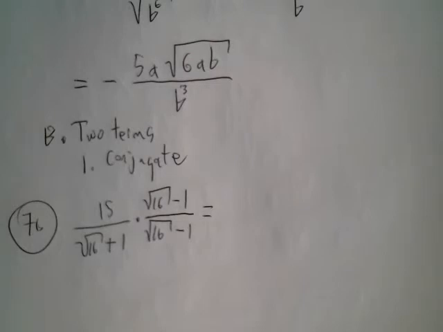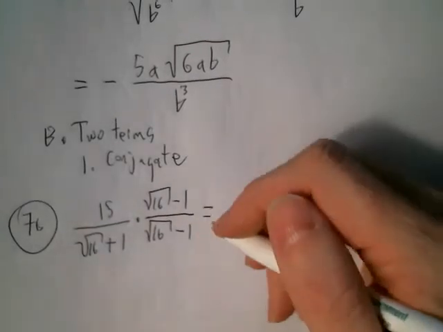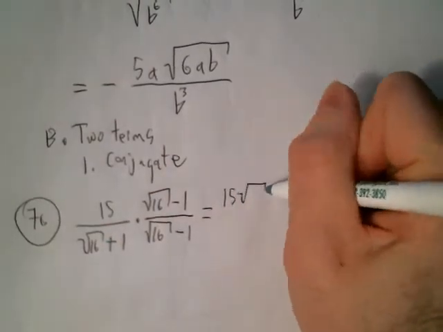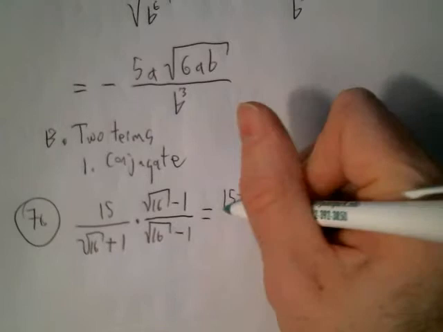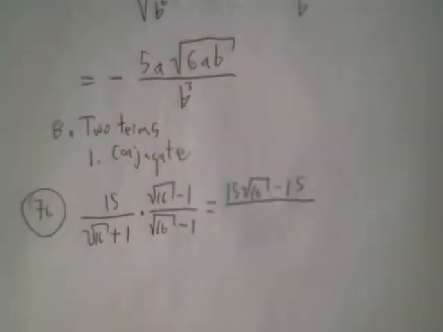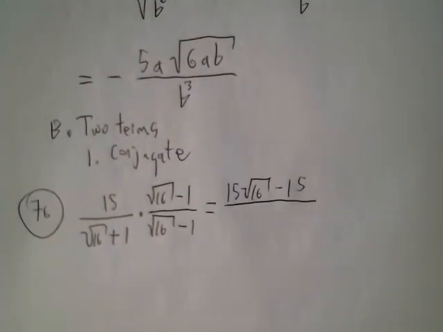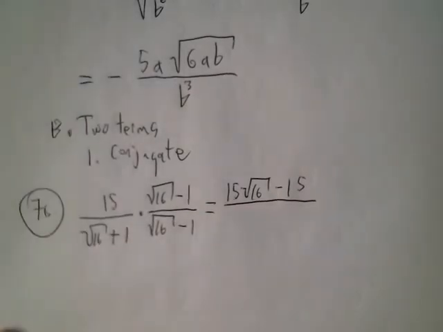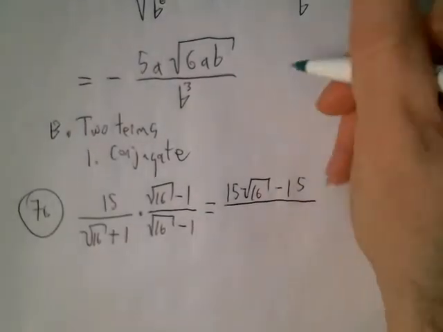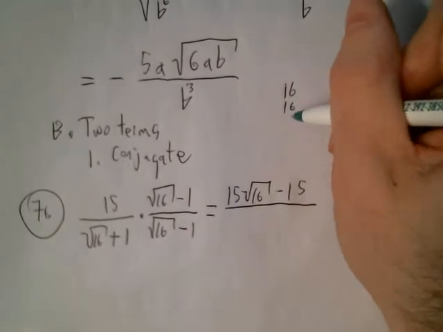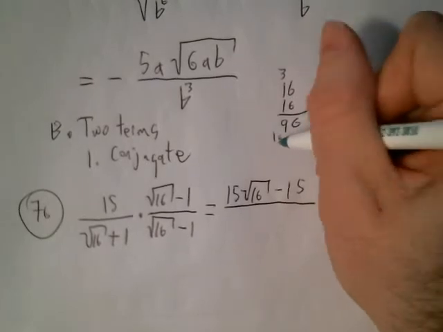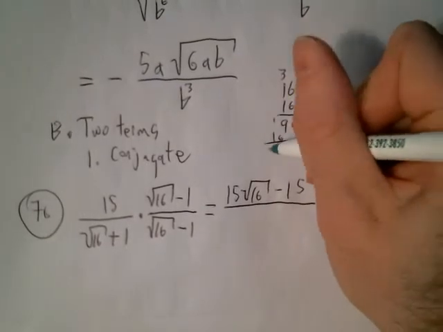In order to pull this off, I'm going to have to do a distribution in the numerator. That'll look like 15 square root 16 minus 15. In the denominator, you have to FOIL. It should be just square root 16, but I went big apparently. So what the heck is 16 squared? I don't have my calculator here. 16 times 16 is 256.